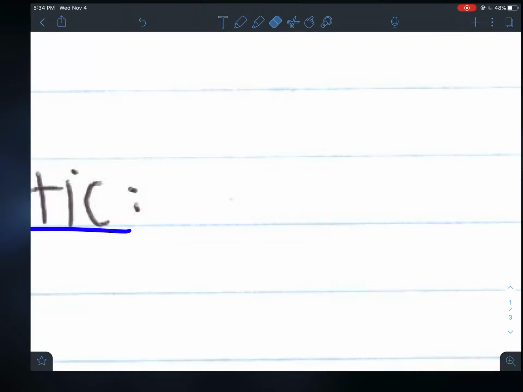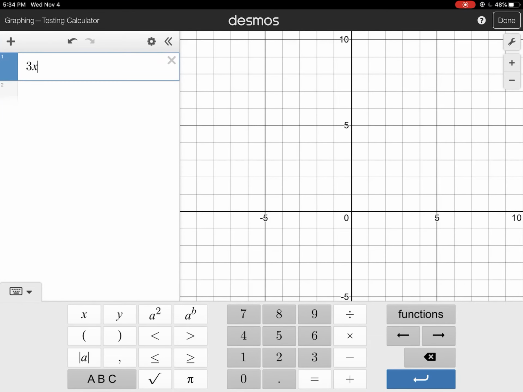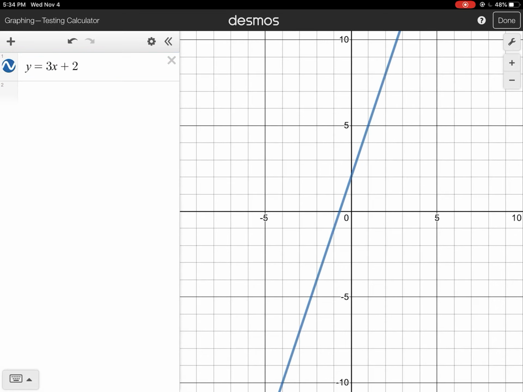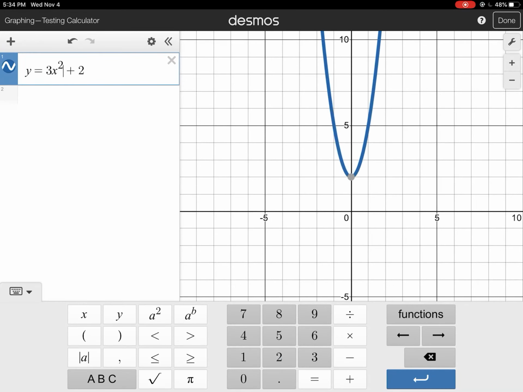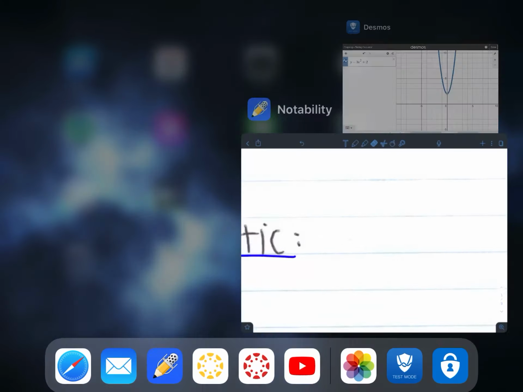So I'll show you something. If I have y equals 3x plus 2 and we graph this equation, it should be a line. It's slope-intercept form. But notice that when I make an exponent of 2 here, it all of a sudden makes it a quadratic. So a quadratic is made simply by adding an exponent of 2 somewhere.